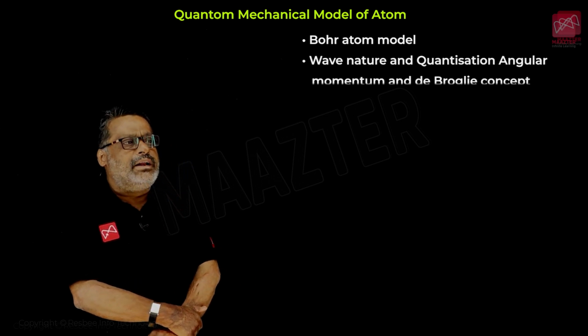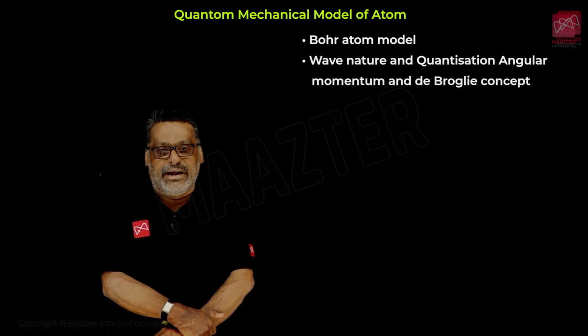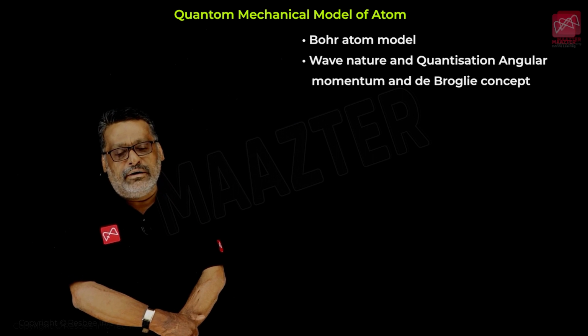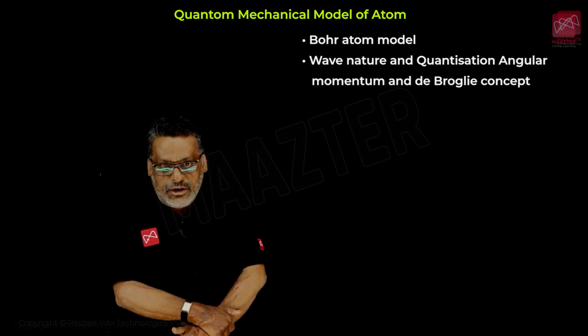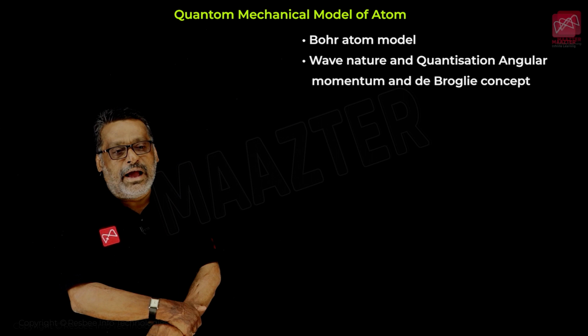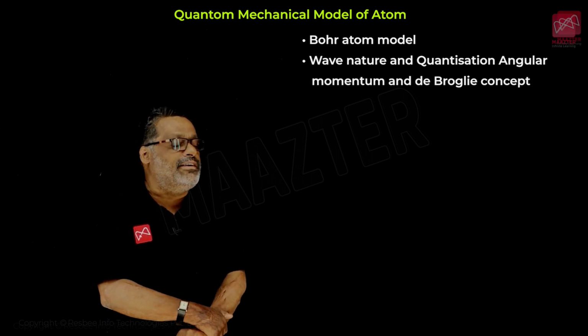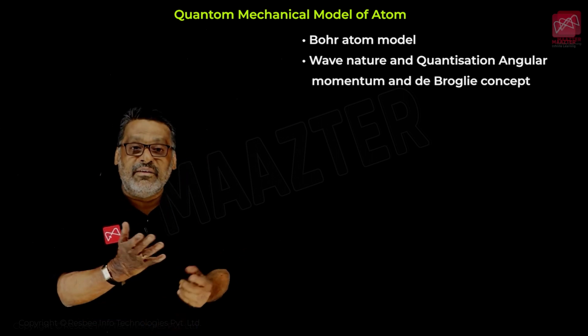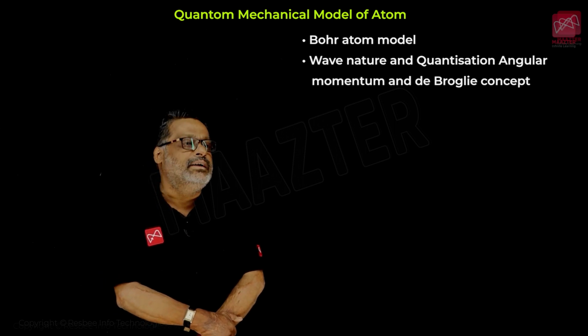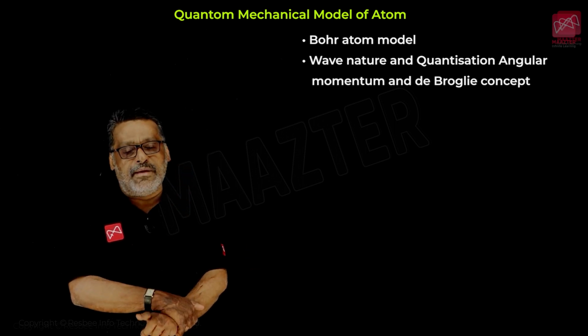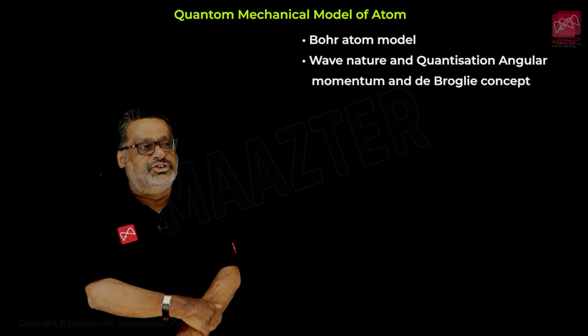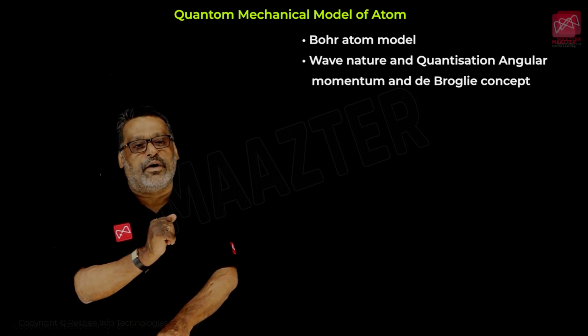Then wave nature and quantization of angular momentum, wave nature of electron, particle nature of electron, difference. Then based on that we have to define de Broglie's concept or de Broglie equation, and we can also expect problems based on the de Broglie concept. Problems may be asked for a 3-mark question. De Broglie equation can be asked for a 2-mark question.